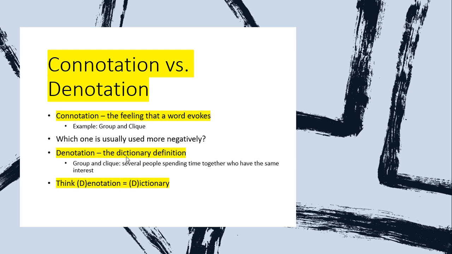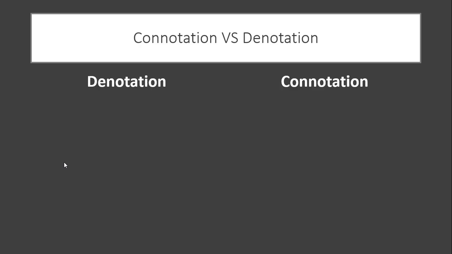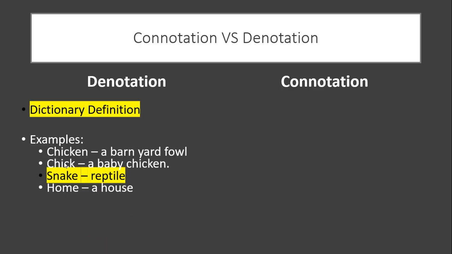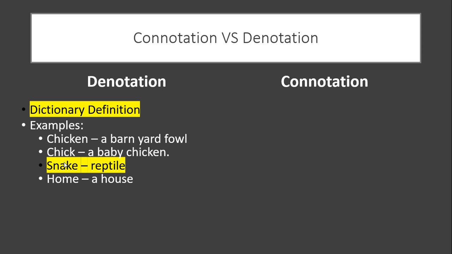Like, for instance, the word fat and heavy, right? Fat is definitely very negative, and heavy is more positive, but overall, they're both calling someone bigger. So, here's some examples. So, we have chicken, a barnyard fowl, chick, a baby chicken, snake, a reptile, and home, a house. These are all denotations, dictionary definitions. But these words can evoke different feelings depending on how we use them. And culturally, these words evoke different feelings, especially in American culture.